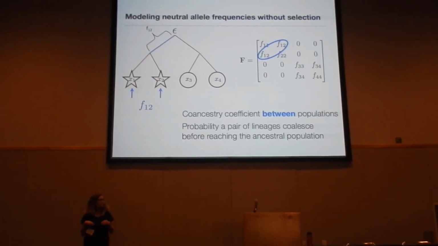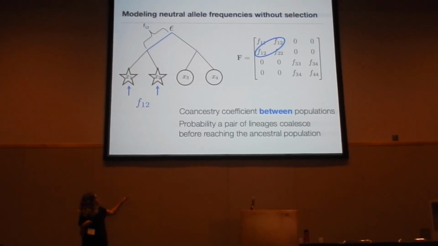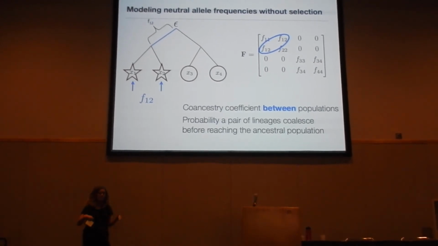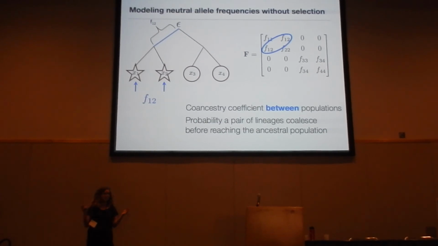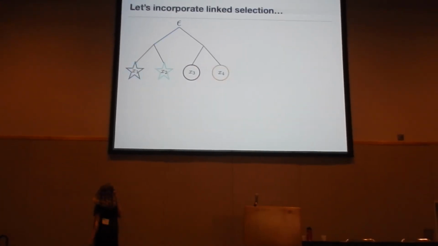We can also do this for coancestry coefficients between populations. Here thinking about F12, again, proportional to the branch length that now populations 1 and 2 share before they reach their ancestor. And think about this as the probability that a pair of lineages, one from population 2, one from population 1, coalesce before they reach the ancestral population.